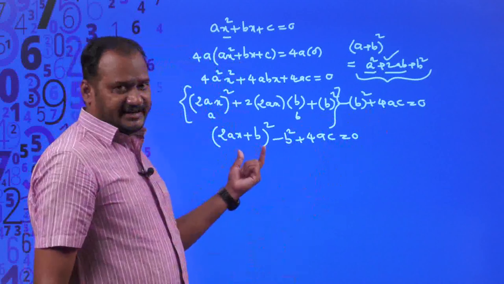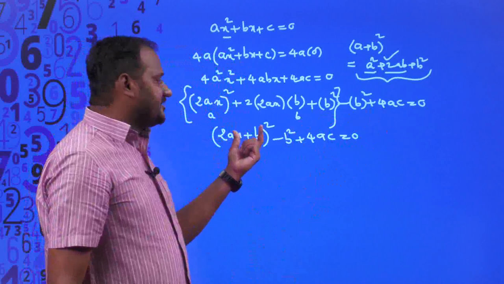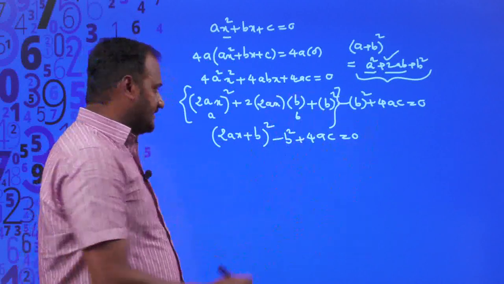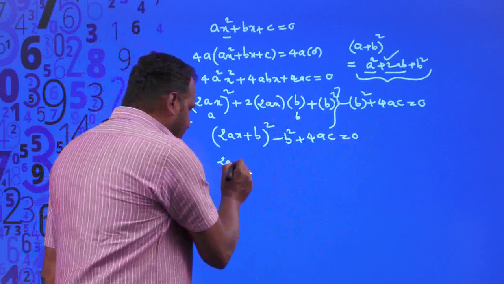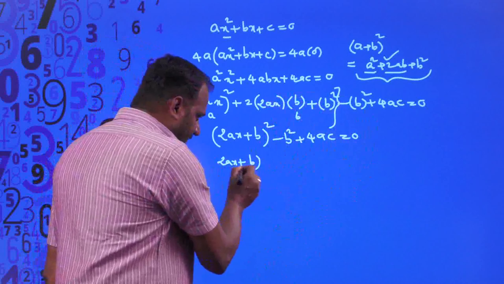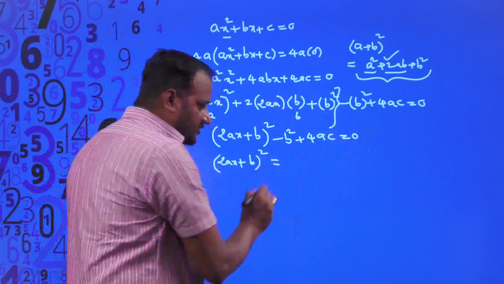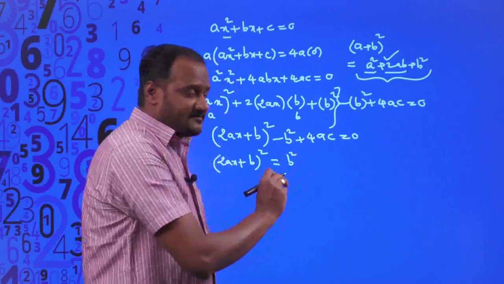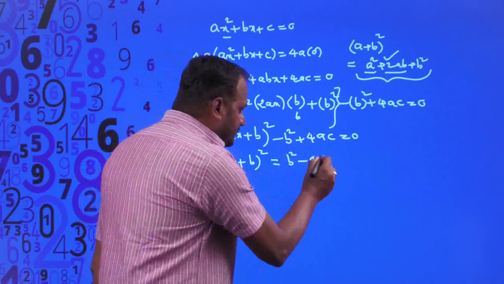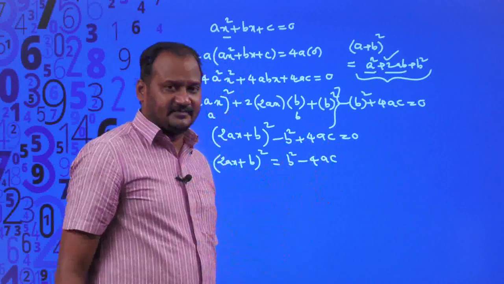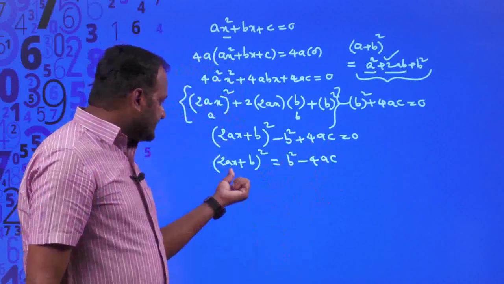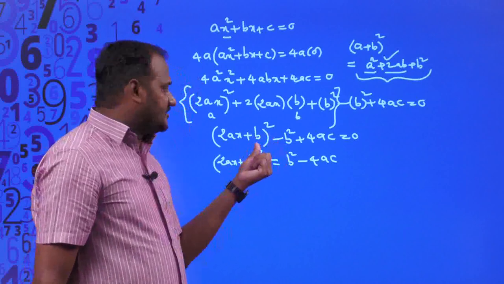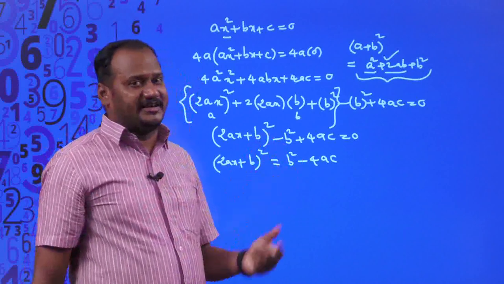Since we want the value of x, leave this 2ax plus b whole square on the left hand side and transpose the other two terms towards the right hand side. Then it is going to be 2ax plus b whole square is equal to minus b square will become plus b square, and plus 4ac will become minus 4ac. Right? Since we want x, and x is located here, but this term has a square. So when you remove the square, what has to be done?